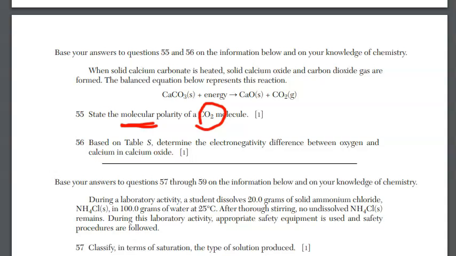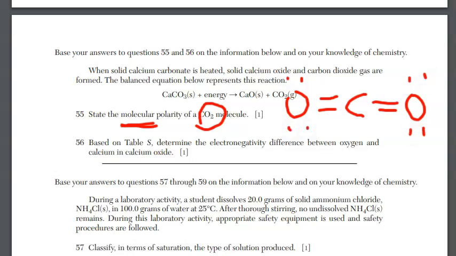For bonding polarity, that would be that carbon is a different element, nonmetal, than oxygen and would be a polar bond. But the arrangement of the atoms in this Lewis structure is a non-polar molecule. That's for 55. That's a favorite of the Regents. I would know that one backwards and forwards. Polar bonds, non-polar molecule.